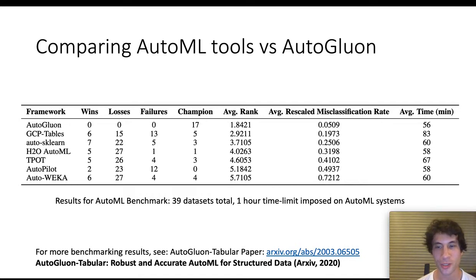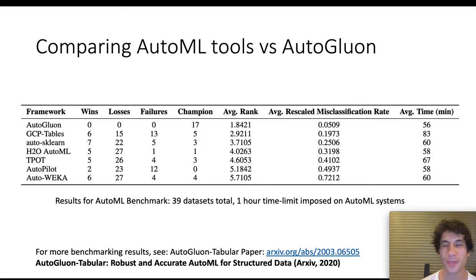It could have just refused to handle this data set, or maybe it threw an error, some kind of exception while running, either during training or during inference. Champion measures how many times this system was better than all of the other AutoML systems combined. Average rank here measures if we rank the systems on each data set based on their accuracy and then take an average over all data sets. That's what average rank is.